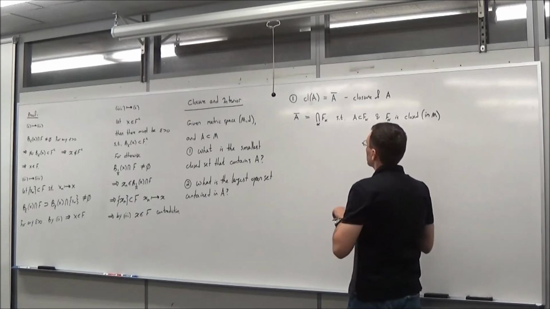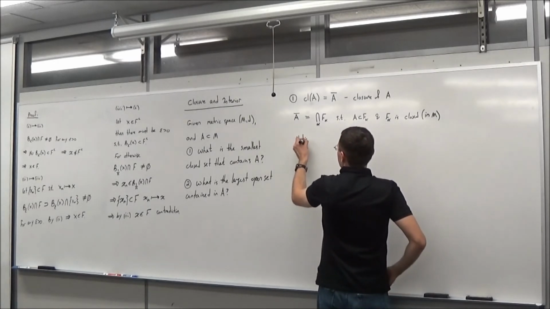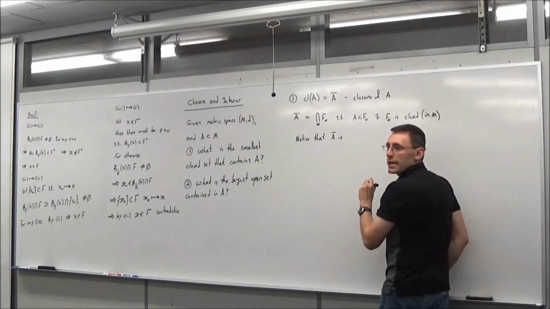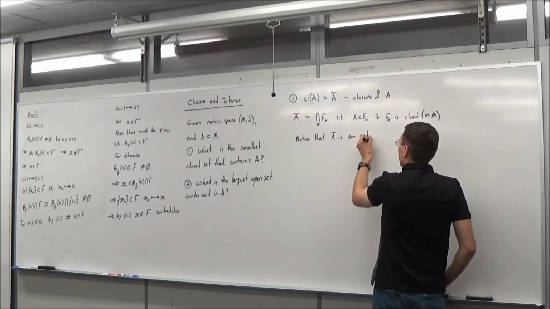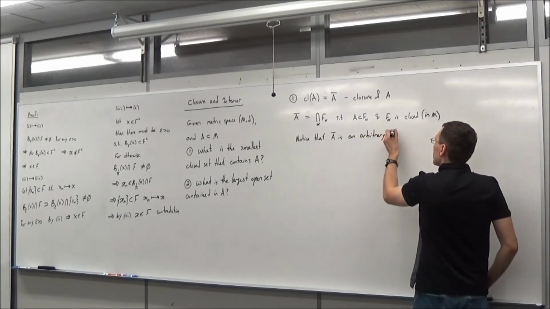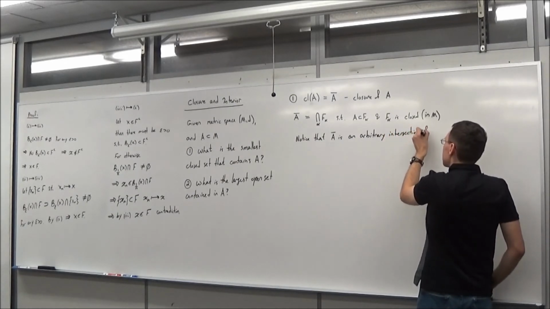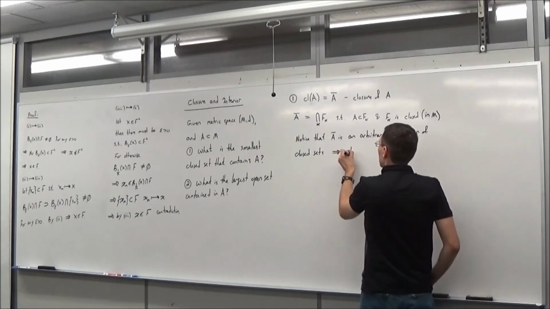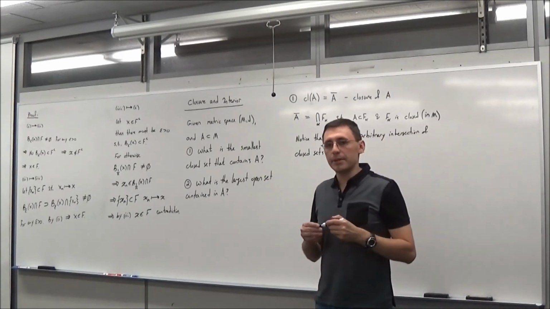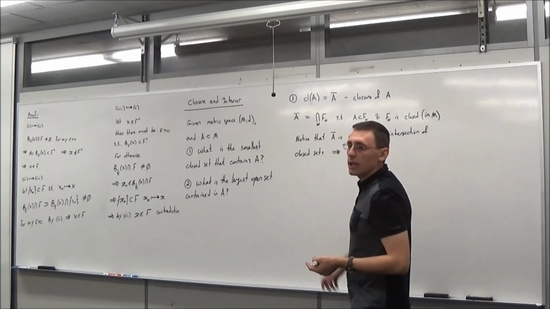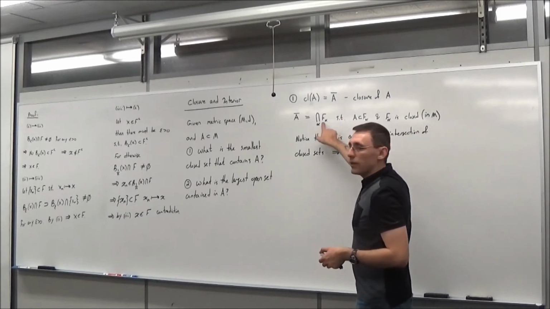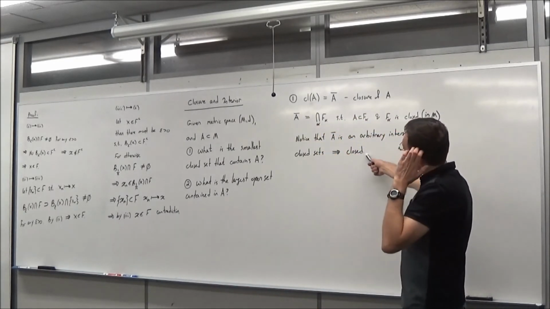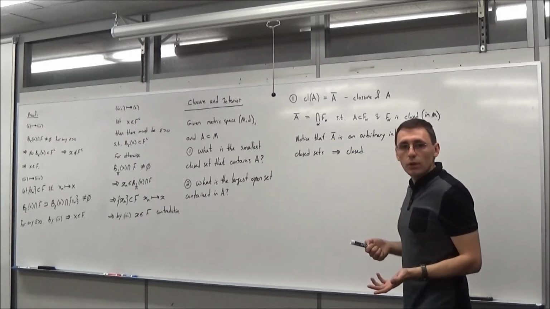First of all, notice that A bar is an arbitrary intersection of closed sets, which makes it closed. You remember this property. If I take an arbitrary intersection of closed sets, I can take the complement of that intersection. That will be the union of the complements of F alpha, and that's an arbitrary union of open sets, and therefore the complement is open, and the intersection is closed. So A bar, or closure of A, is closed. That's the first thing we know.